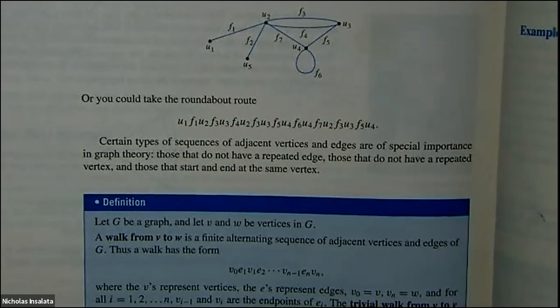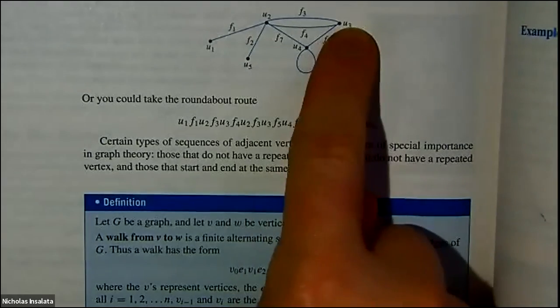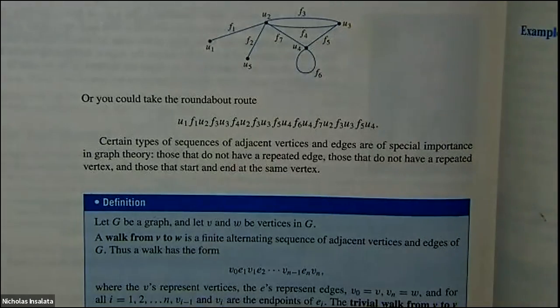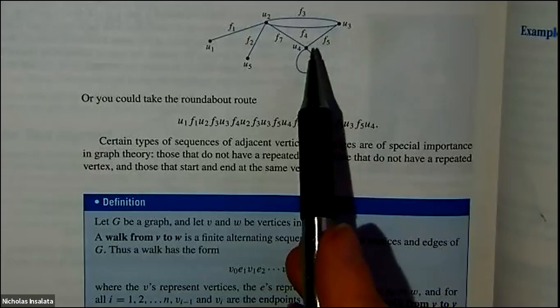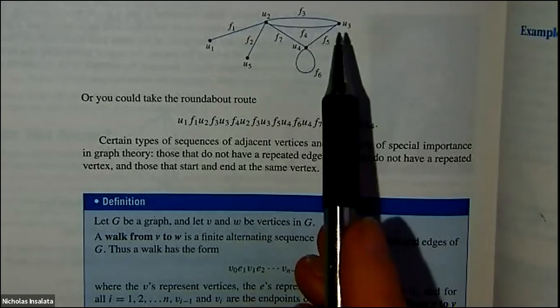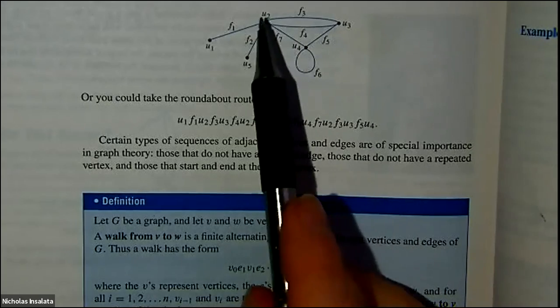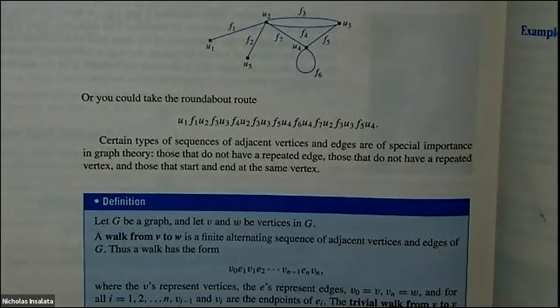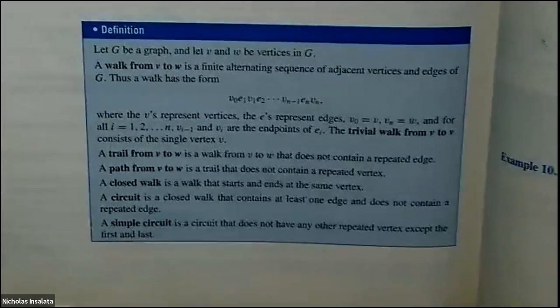Okay, U3, F5, let me point with this thing, it's better. U3, F5, U4, F7, U2. So I go boom, boom, that is a path. Excellent. All right, moving right along.